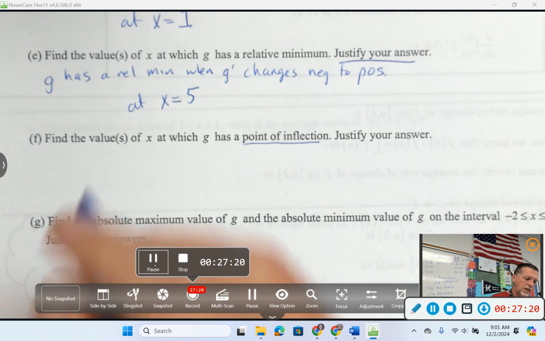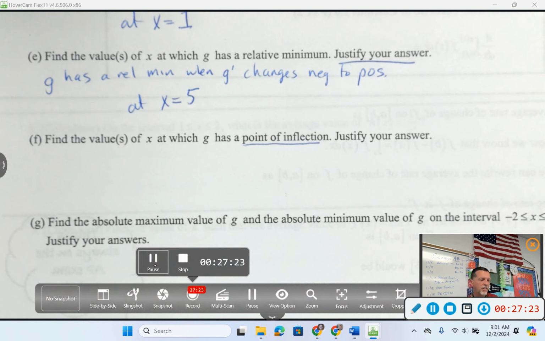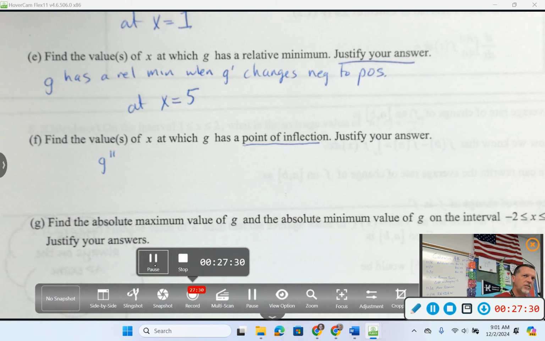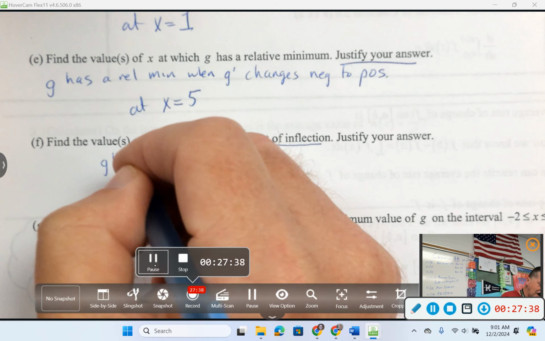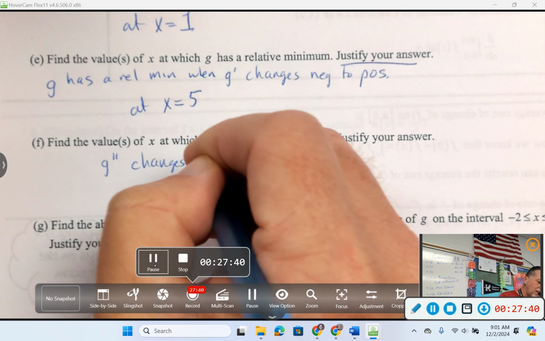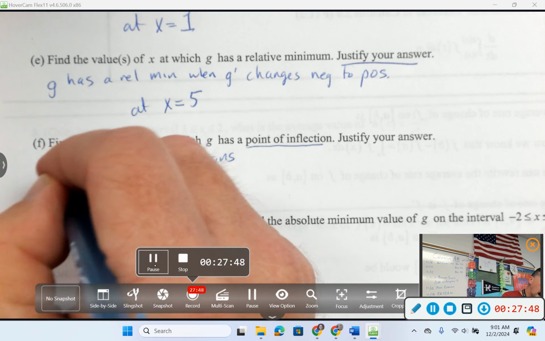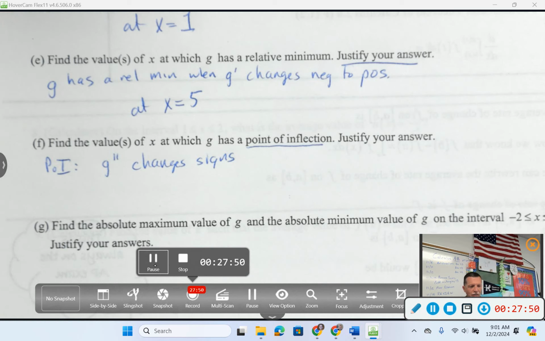Tell me something about point of inflection of G. Without worrying about this graph, just in general, what does point of inflection mean? G double prime changes signs. So don't get too complicated yet. G double prime changes signs. That's right. That's always a point of inflection. I guess the trouble is I don't have a graph of G double prime, so I need to reword this in terms of the graph I have.